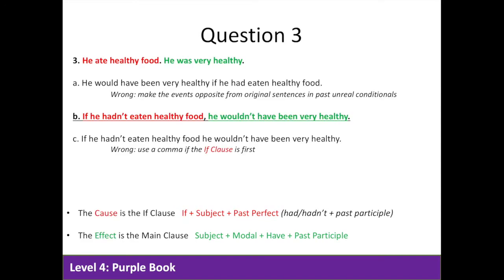Question 3. He ate healthy food. He was very healthy. Now we want to form the past unreal conditional using these two statements. So B is the correct answer. Just to review, A is incorrect because we didn't make the events the opposite from the original sentences in the past unreal conditional. And C is not correct because we didn't use a comma with the dependent clause first.